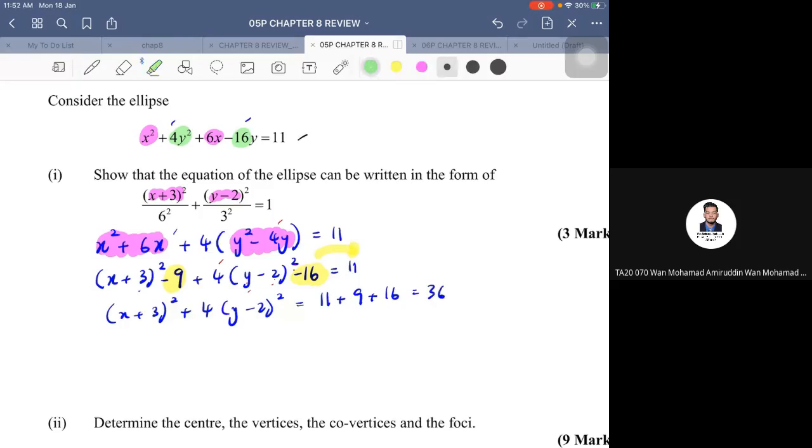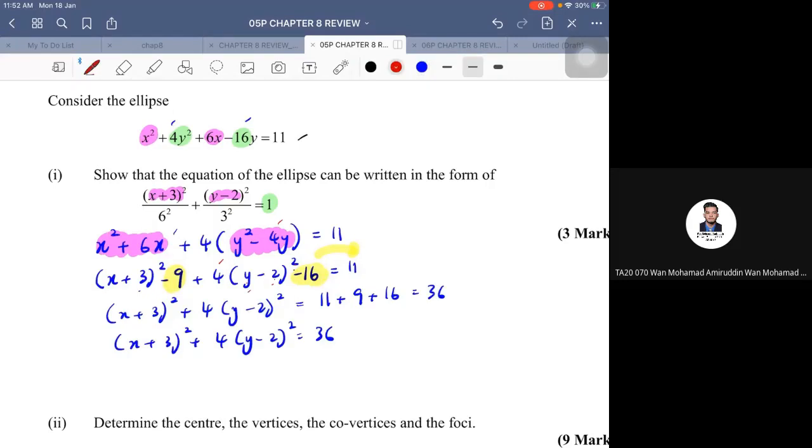Okay. Tetapi salah satu syarat standard form adalah, equation itu hanya dikenali sebagai standard form kalau belah kanan adalah bersamaan dengan constant 1. Kalau 2 ke 3 tak boleh. Syarat dia memang dia kena nilai 1. So macam mana nak jadikan dia nilai dia 1? Okay, let me rewrite this equation back. Dia akan jadi x tambah 3 square tambah 4 kali y tolak 2 square adalah bersamaan dengan 36.